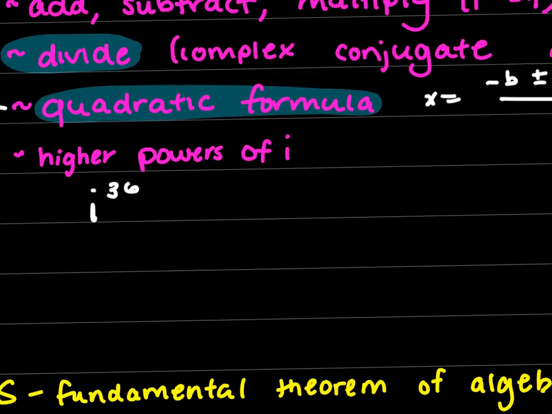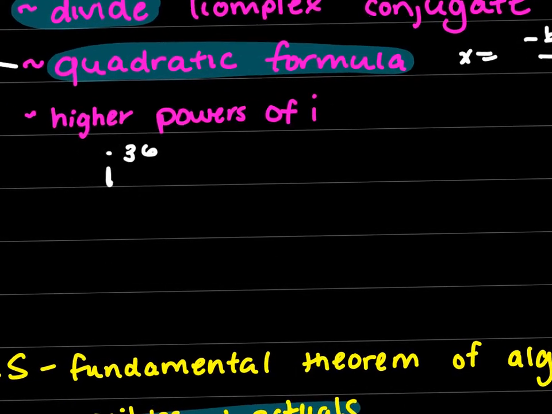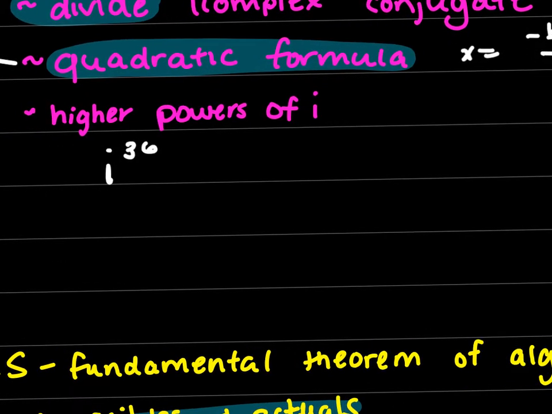So every pair of i's is a negative 1, right? So if I rewrite i to the 36 as i squared to the 18th, because that's 36 divided by 2, and then I say, what's i squared? Negative 1. So I did negative 1 to the 18th. What happens when I have an even number of negatives? It becomes positive. This would be a 1. That's going to happen every time your initial exponent is even, and then when you half it, it's still even.